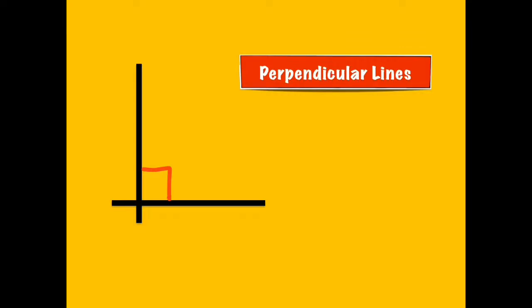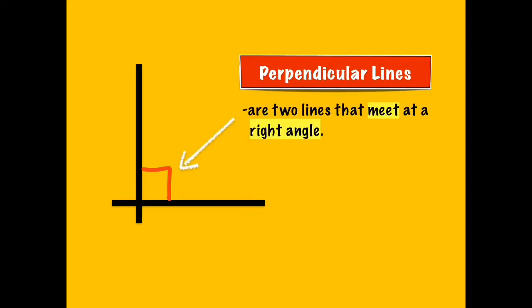I wonder, what lines does a right angle have? Right angles are made up of perpendicular lines. What are perpendicular lines? Perpendicular lines are two lines that meet at a right angle. Let's use a folded piece of paper and a ruler to check whether the two lines are perpendicular. Again, perpendicular lines are two lines that meet at a right angle.